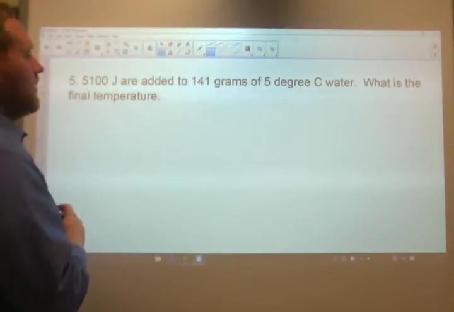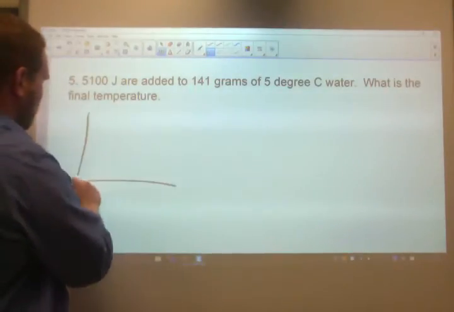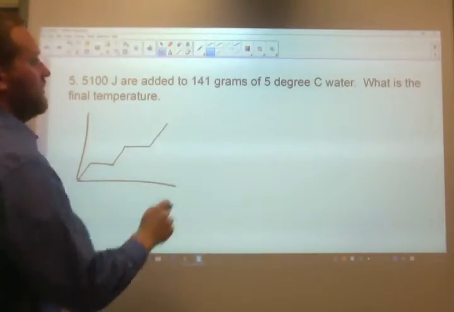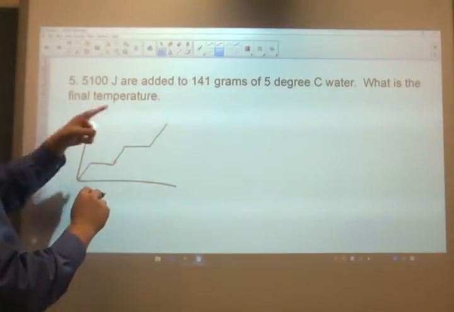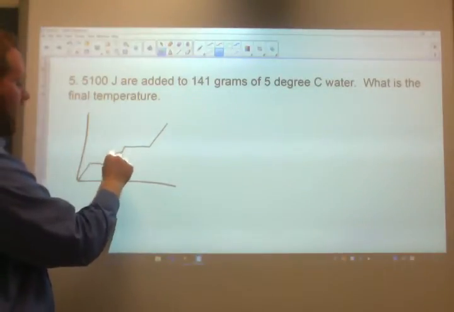Let's chart this on my heating curve. 1, 2, 3, 4, 5. So I'm starting with 5-degree water, which puts me right about here. And I'm going to be heating it, which just means I'm going up here somewhere.